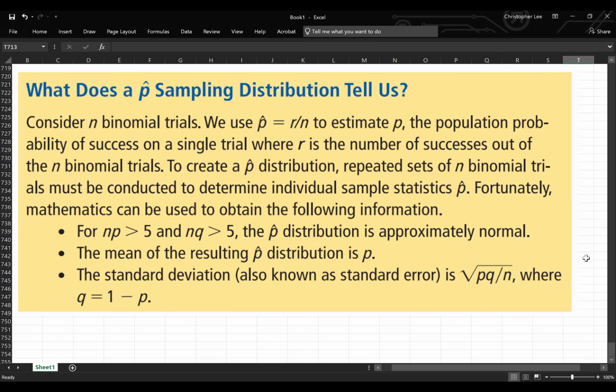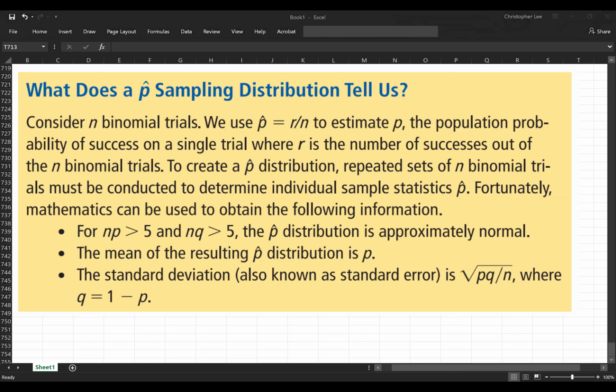information. For n times p greater than 5 and n times q greater than 5, the p hat distribution is approximately normal. The mean of the resulting p hat distribution is p. The standard deviation, also known as a standard error, is the square root of p times q over n, where q is equal to 1 minus p. All right?